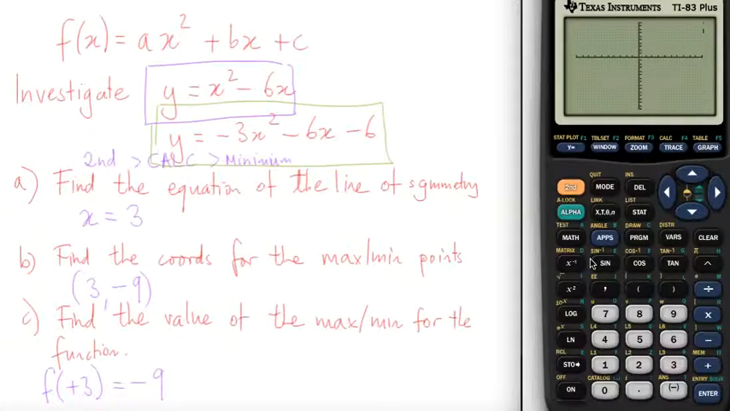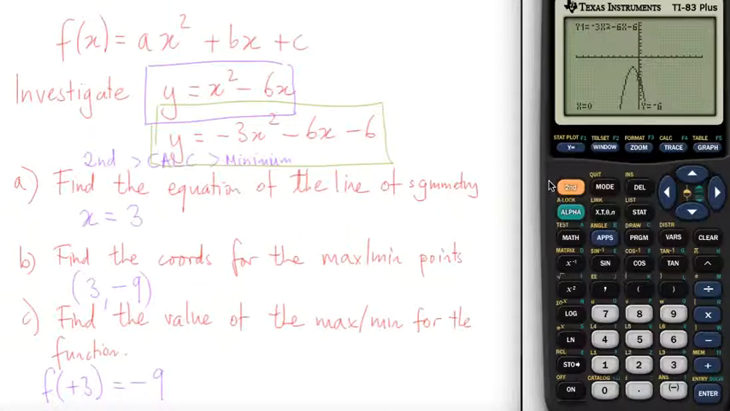Trace it, and this also has a minimum, which it shouldn't. It should be a maximum. I've missed out the negative sign. Let's go back. Just insert a negative sign. Second, insert, and then put in a negative sign. Go back and trace it. It should just flip it upside down.